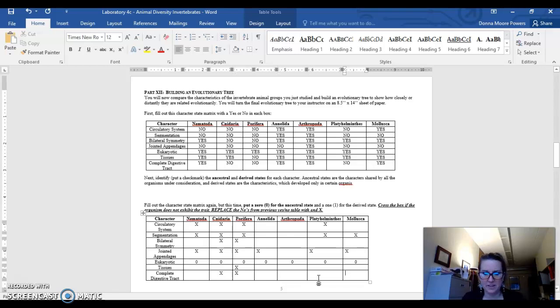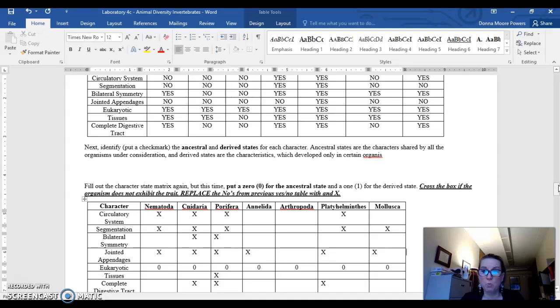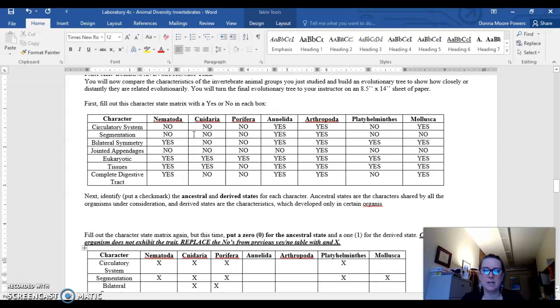Okay. All right, so after I've done that, now if we go back up here, let me just magnify it for you. It says we're going to put a 1 for the derived state. So anywhere where you put a yes up here for a character, now excluding this whole row here, everywhere else where there's a yes, it becomes a 1. So Annelida gets a 1. Arthropoda gets a 1 for circulatory system, as well as Mollusca.